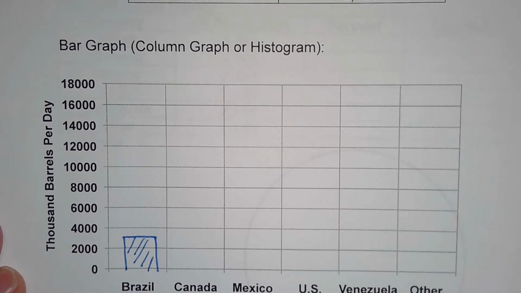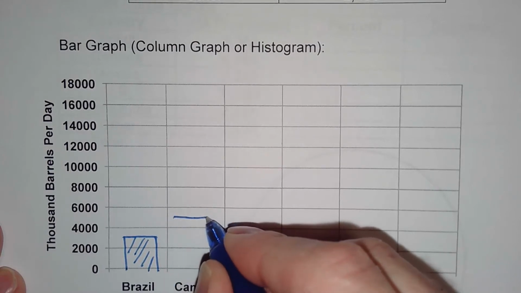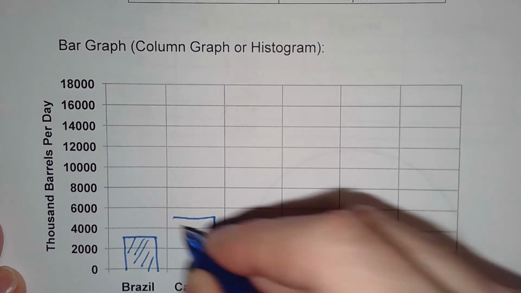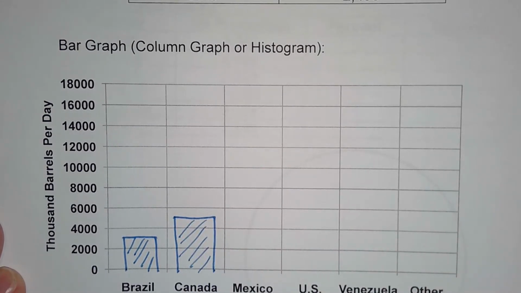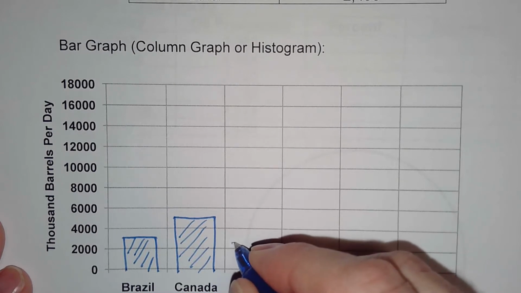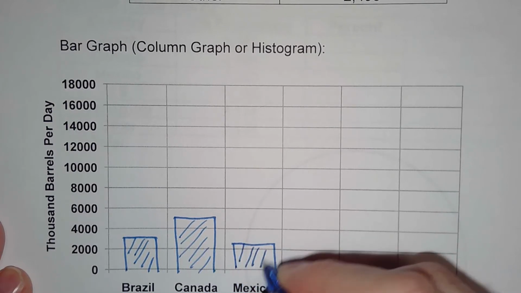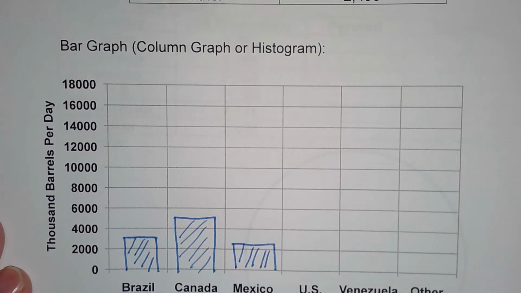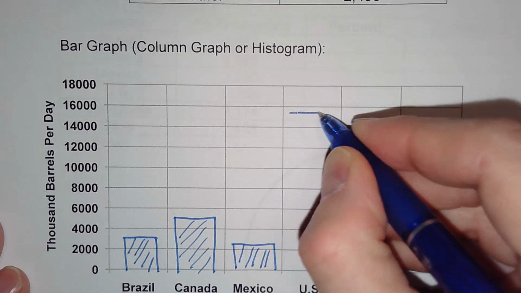Canada is at 4,986. So that's about halfway between here. Mexico is 2,260. So just a little bit above here. Maybe about here. US, 15,599, so that's almost 16,000. So maybe about here.